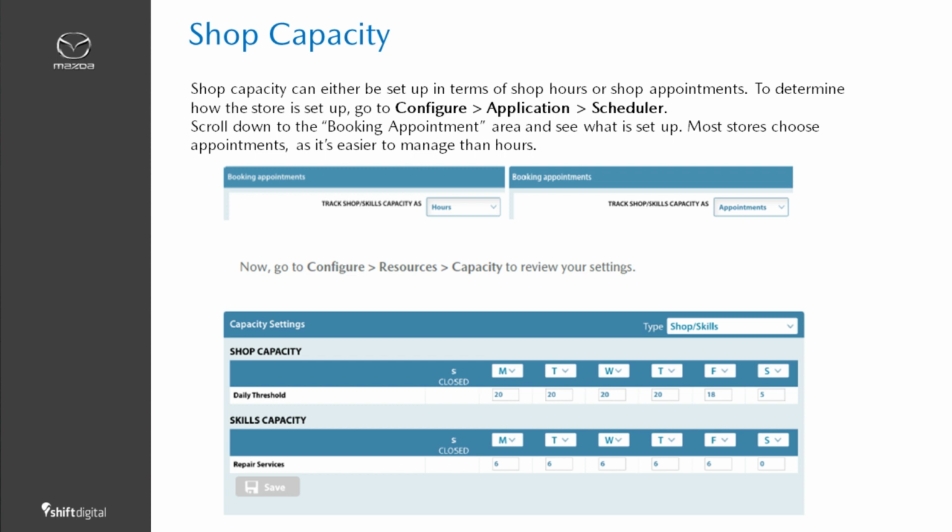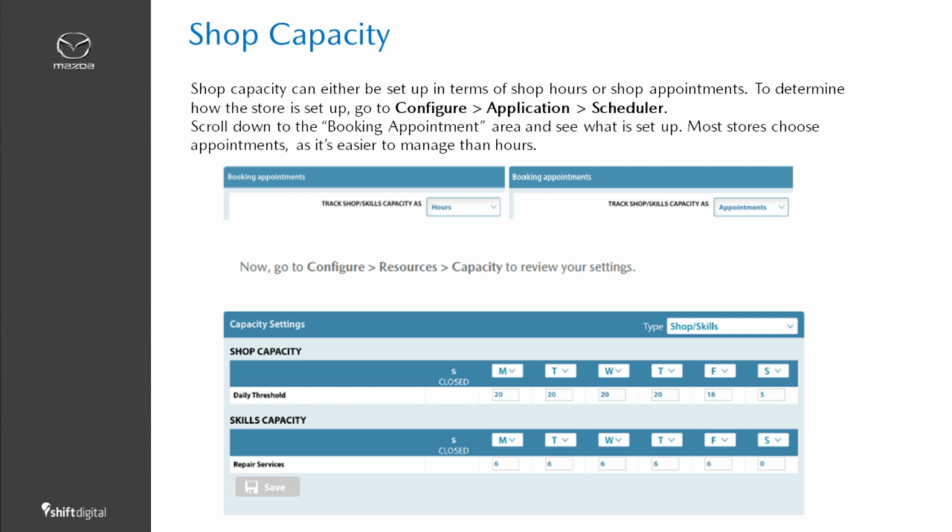This will be the top tier in the hierarchy of how your X-Time capacity is set. So shop capacity can be set up either in terms of hours or appointments. To see how your store is set up, you can go to Configure Application Scheduler. If you look in the Booking Appointment, you can see what you have set up for your store there. I highly recommend, and most stores choose to set it up by appointment. It can be a lot easier to manage than hours.